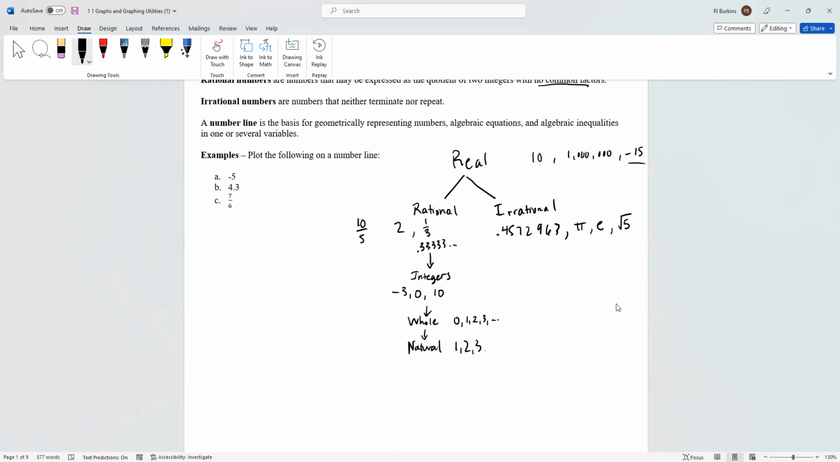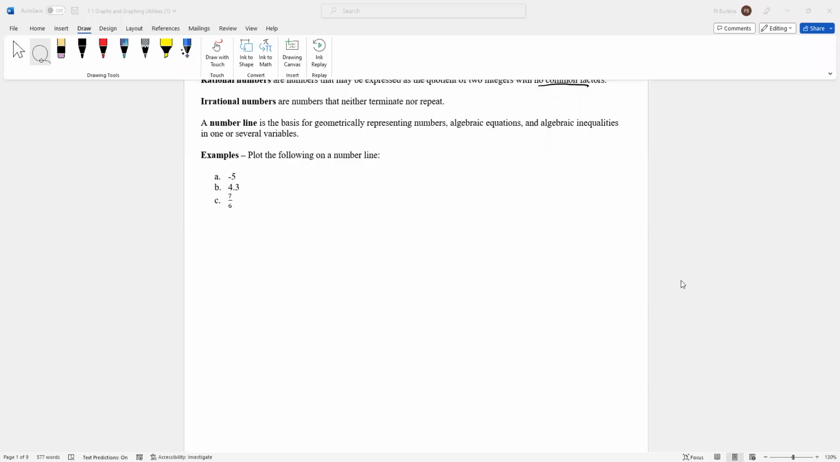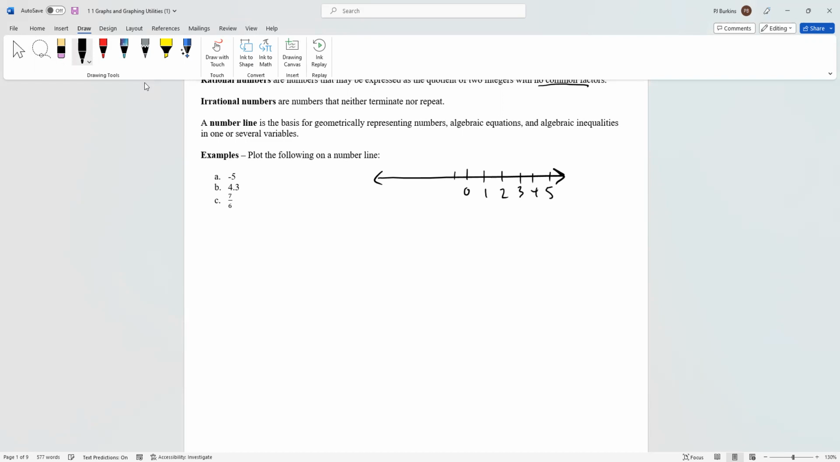All right, so that's the breakdown of all of the different types of numbers. So now let's look at a number line and how to plot numbers on a number line. All right, so the number line, right, just a straight line, and 0 we usually put in the middle. Then we have positive numbers on this side. And negative numbers this way. Remember, they go the opposite direction.